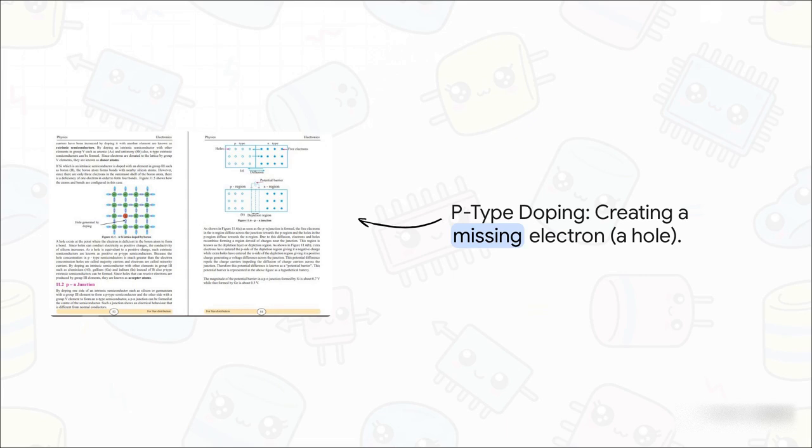And you can probably guess what's next. We can do the exact opposite. This time, we add an element like boron, which only has 3 outer electrons. So now, when it bonds with silicon, we've created a missing electron, what we call a hole. And this hole acts like a positive charge. So we call this p-type. P for positive. Makes sense, right?